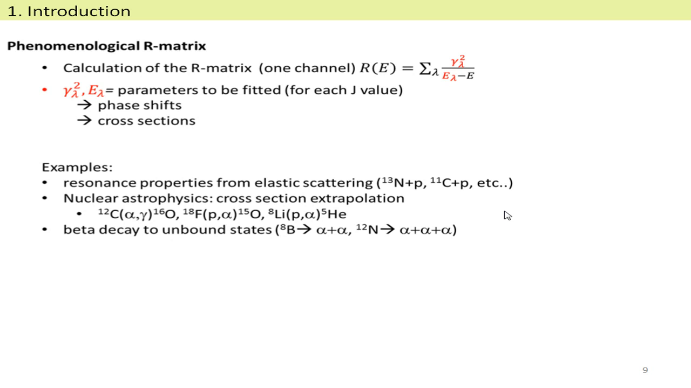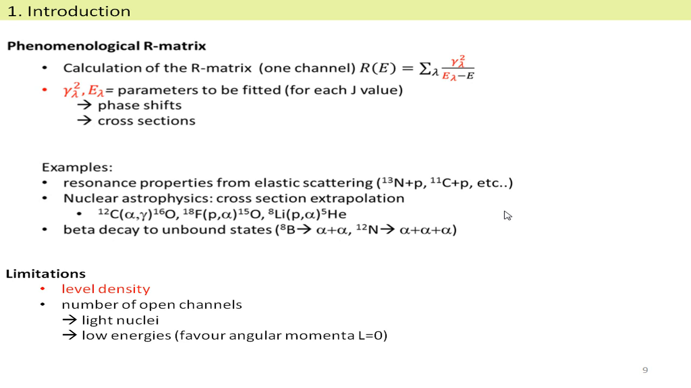And I've shown here a third example. In fact, there are other examples. Beta decay to unbound states. So for example, boron 8, which decays to 2 alpha. So in general, the R matrix is a very useful tool where you have to deal with the continuum. So as soon as you have continuum states, as in all these cases, the R matrix is something very useful.